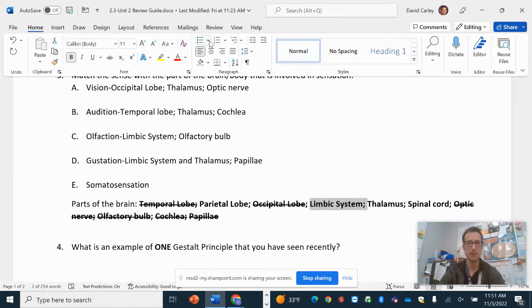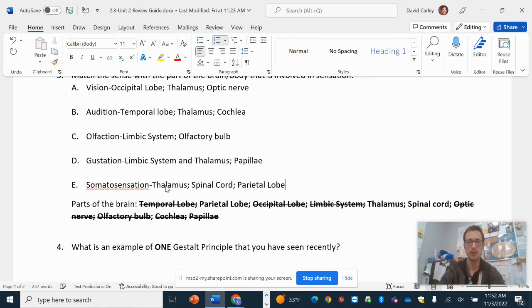So that leaves us with touch or somatosensory, somatosensation. And that is going to, why can't I strike through and talk at the same time? So that's going to be the thalamus. It also goes through the spinal cord. So it goes through your nerve endings in your skin. And in an oversimplified manner, will eventually reach your spinal cord, get sent up to the thalamus, and then it's going to go to the parietal lobe, the somatosensory cortex in the parietal lobe. All right, we did it.